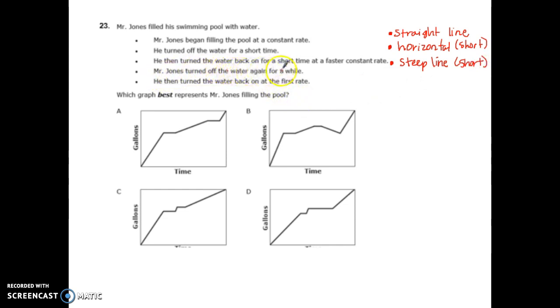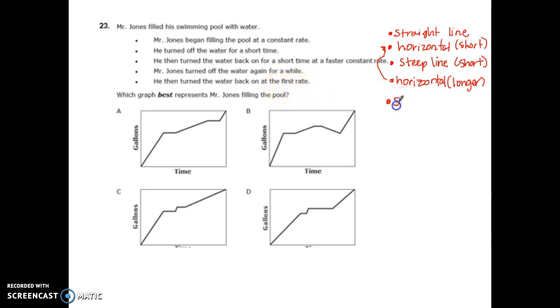Mr. Jones turned off the water again for a while. So horizontal, so it's longer. Make sure y'all are listening to me and understanding. If you don't, just stop the video and go back. Horizontal, but it's longer than this one right here. And then he turned the water back on at the first rate.